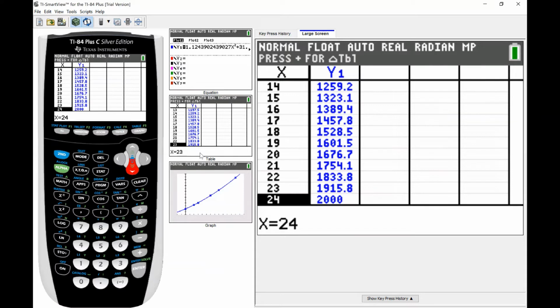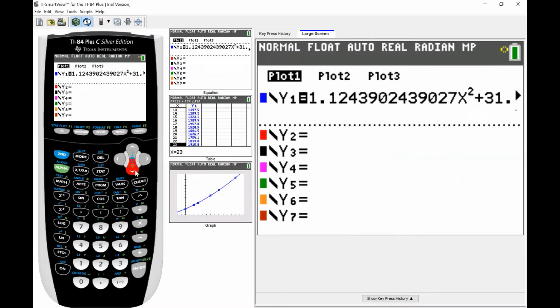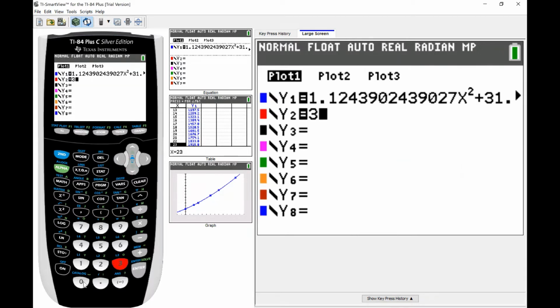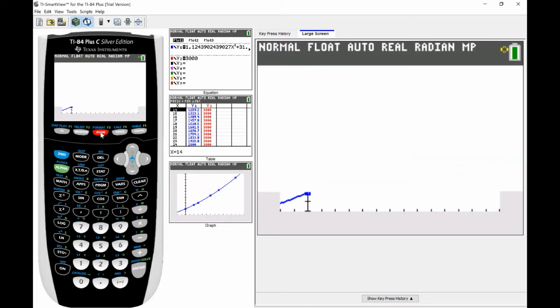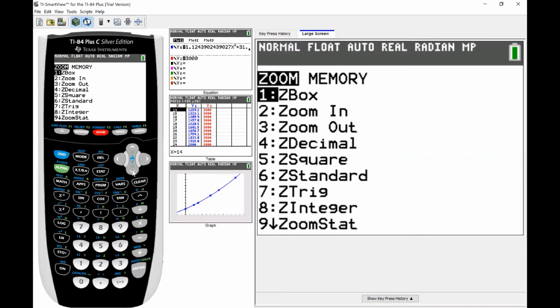So now we're looking for what is the X value when the Y value is 3,000. There's a couple of ways you can do this. What I would suggest doing is go to Y2 and type in 3,000. And as you can see, if I graph it, I have not gone high enough to be able to see this point of intersection. But if I go to zoom fit, so scroll down all the way to see where zoom fit is.